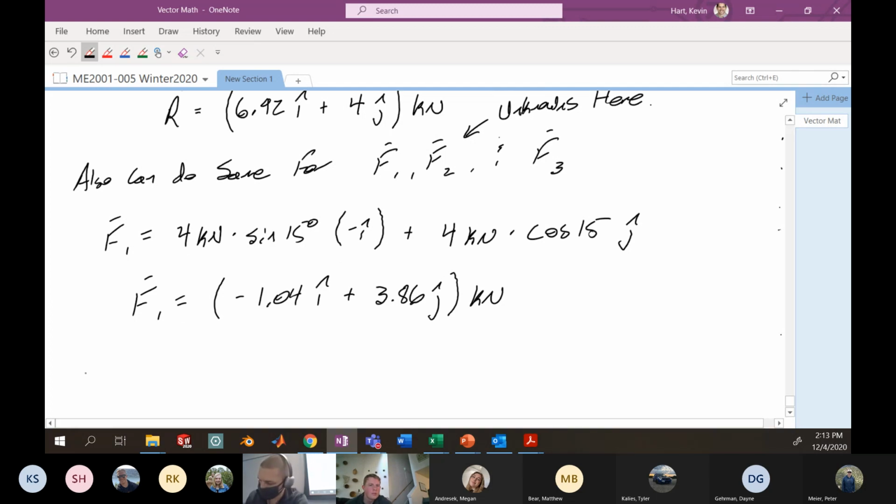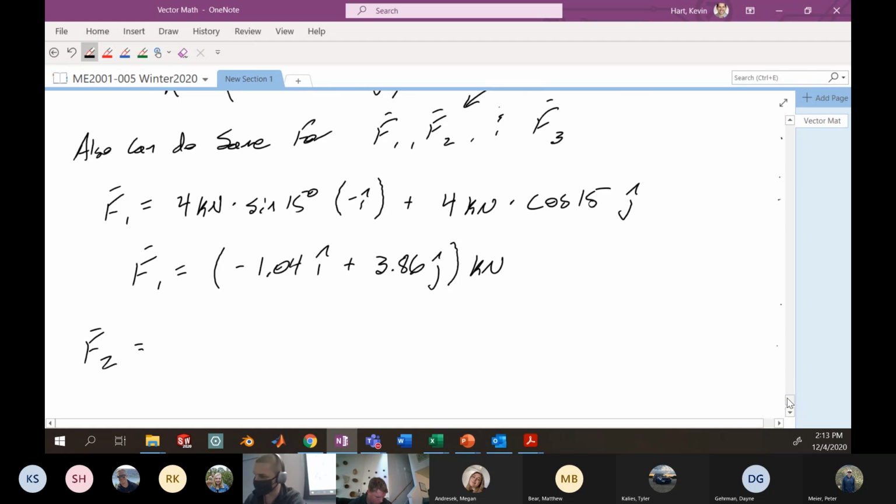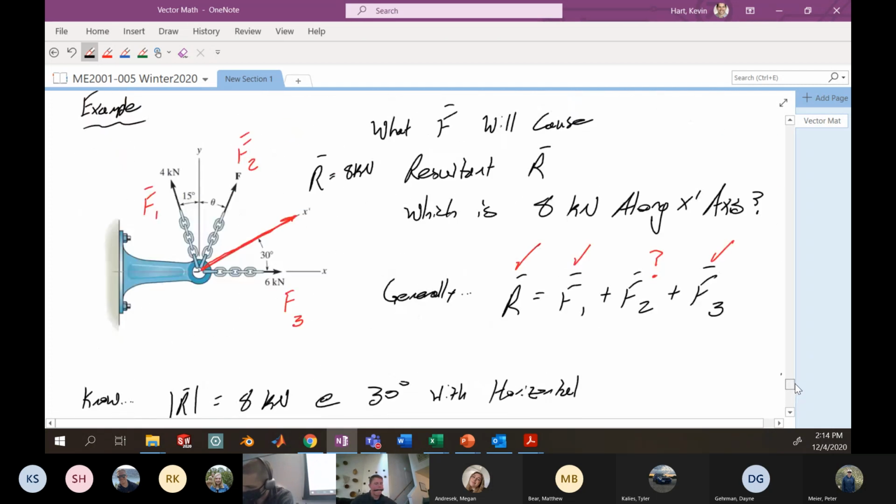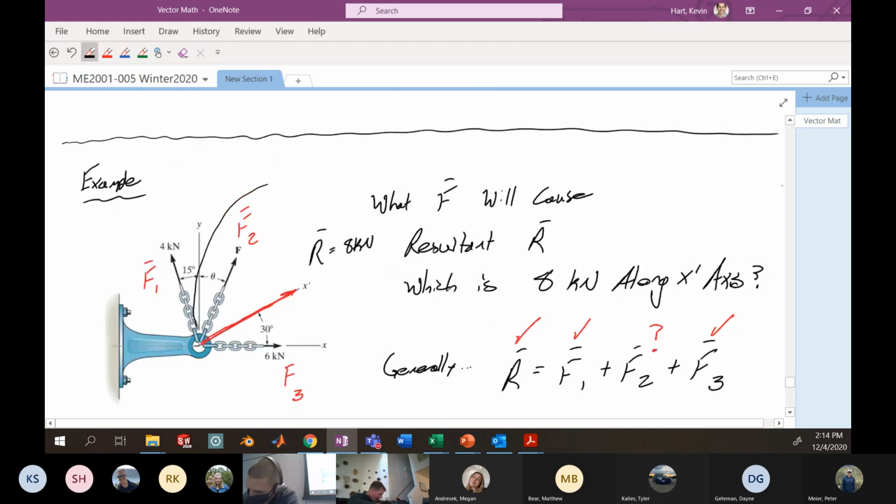All right, now on to F2. F2 is going to contain some unknowns that I'm going to need to solve for in this problem. So let's go through the same motions here, and we'll retain whatever unknowns we have and solve for them later. Here, F2, I'm going to have the magnitude of F2, and I'm still going to split this up into i and j components. I'm going to resolve this force F2 into x and y components using this angle theta.